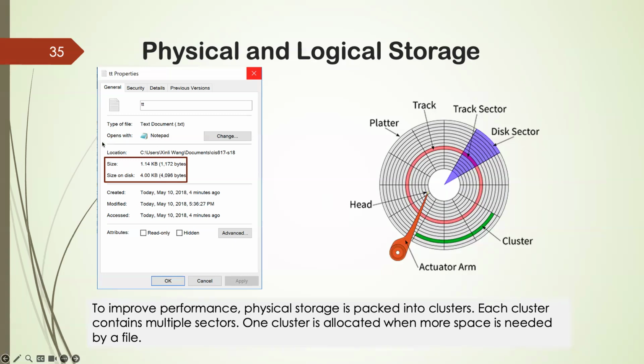In this case, we can see that the actual size is 1.14 kilobytes, or 1172 bytes, and in total 4096 bytes, or 8 sectors, were allocated to this particular file. So there will be some empty space, and that empty space is basically called slack space.